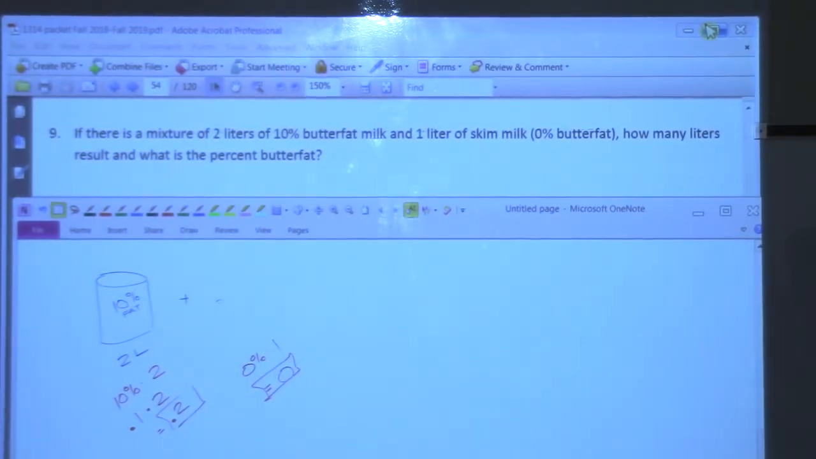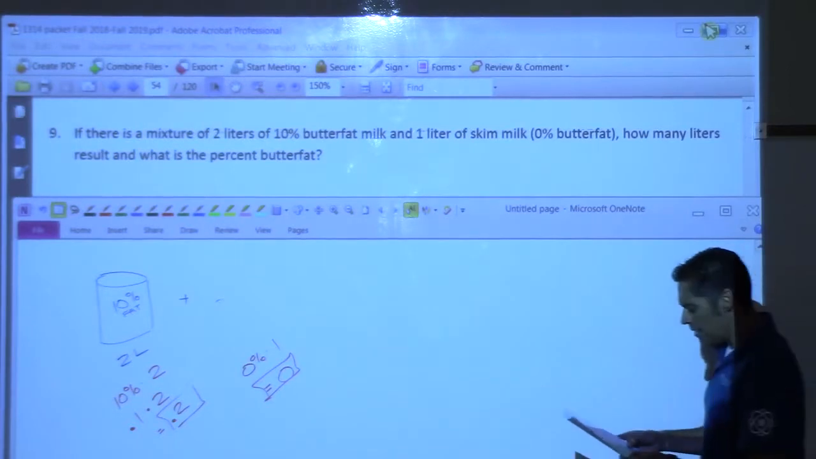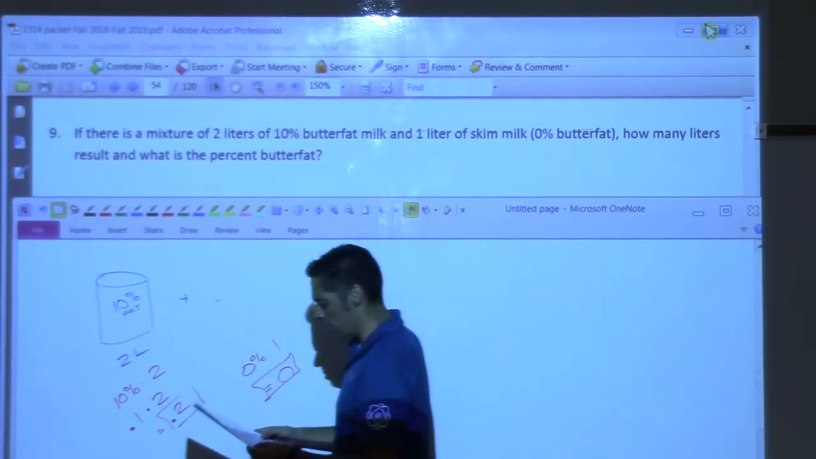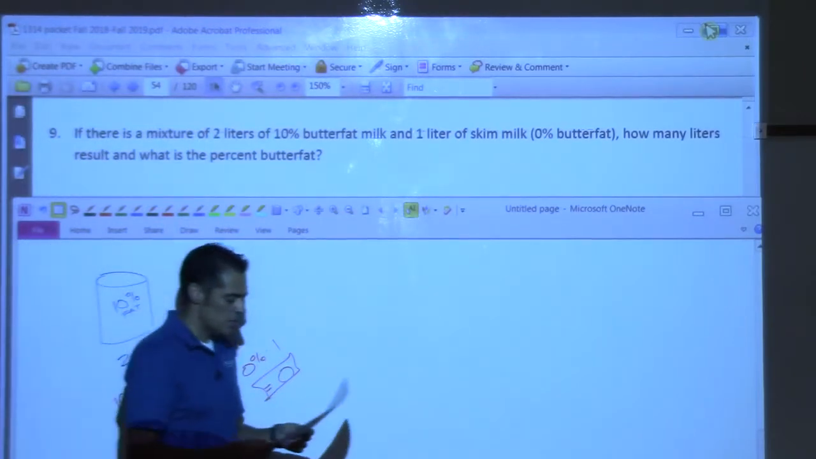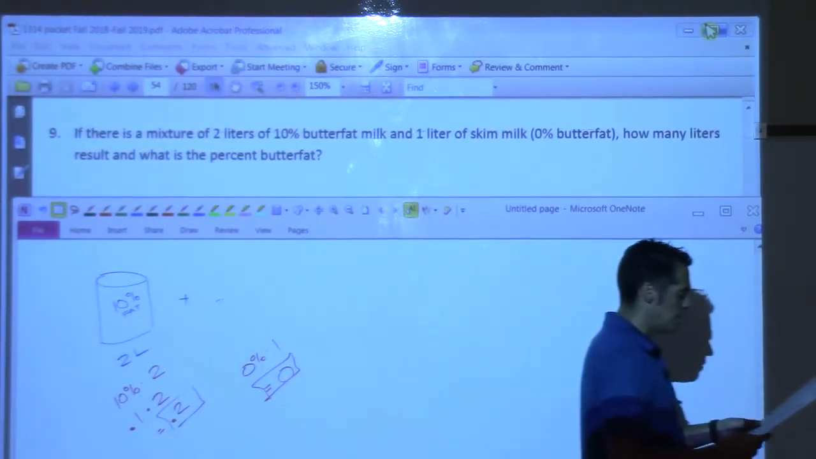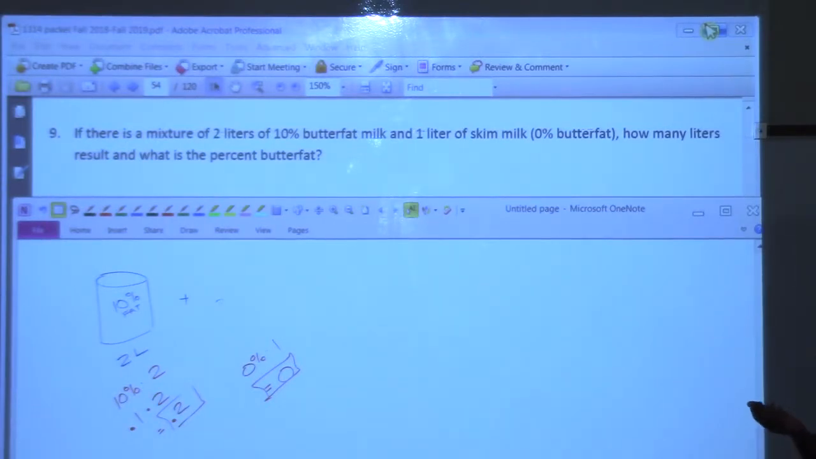On the review here, 12 gallons of pure water added to 5 gallons of 25% hydrochloric acid. How many gallons are in the mixture? I'm looking at number 7 on the review. What is the concentration of hydrochloric acid in the final mixture? So 7, we good? Okay.